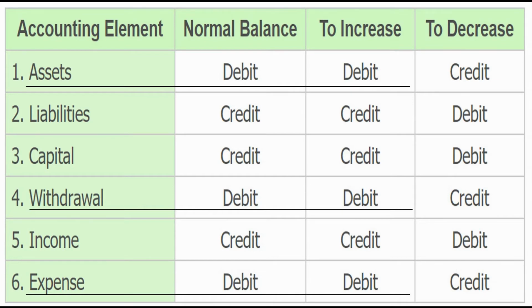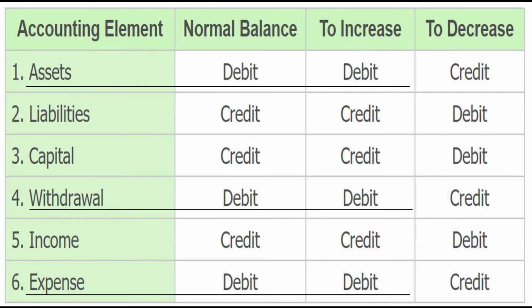And then, syempre, to decrease these accounts, yung opposite ng normal balance nila. To decrease assets, withdrawal, and expense, kailangan si transaction will fall under credit. Ito yung mga magbabawas sa mga assets, withdrawal, and expense. While sa liabilities, capital, and income, to decrease these accounts, kailangan naman nasa debit yung transaction. Ganun palagi. Every time that you have a transaction, nagkakaroon ng debit and credit. At kung saan mo siya ilalagay na position will depend on the transaction.